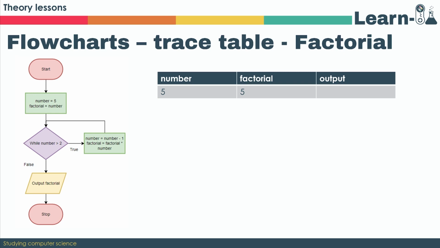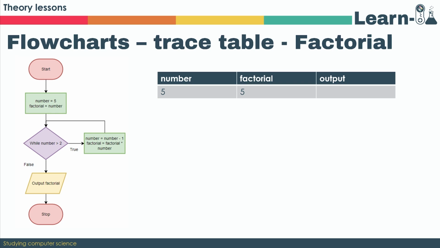So if I took the factorial of 4, then I would do 4 times 3 times 2 times 1. Okay, so 4 times 3 is 12, times 2 is 24, times 1 is still 24. So you can work that out.